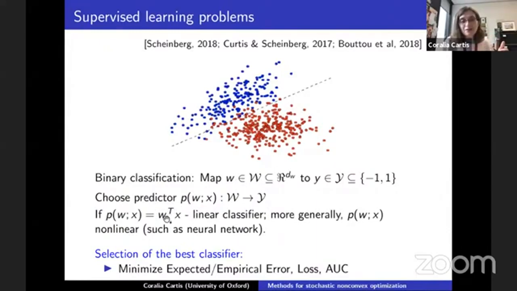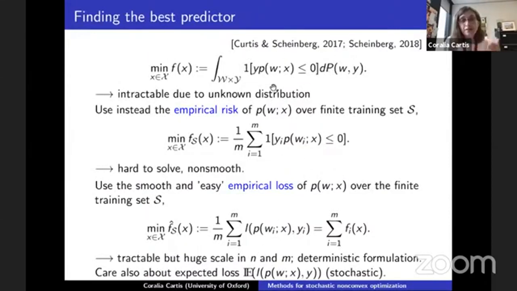So given W is the data, X is the vector I want to find. Okay, I want to find X such that, for example, I make the smallest number of mistakes when I classify this point on a given data set. That's just linear classification, but of course you could have some other nonlinear function here that you're trying to find. So you could minimize this expected or empirical error, right, to select a classifier, for example, by minimizing the average number of mistakes that one makes.